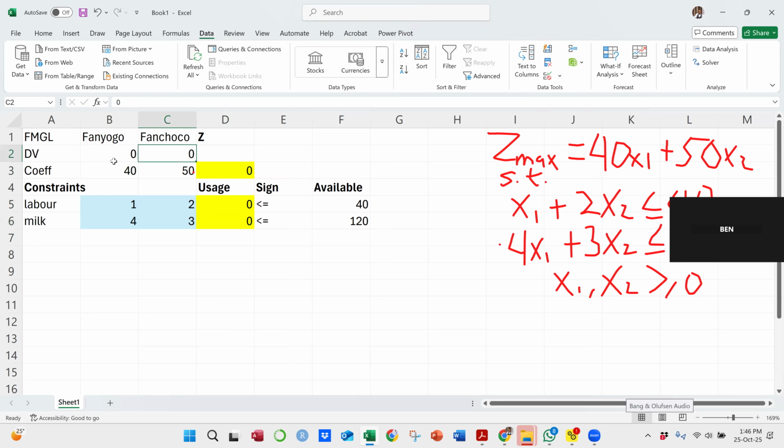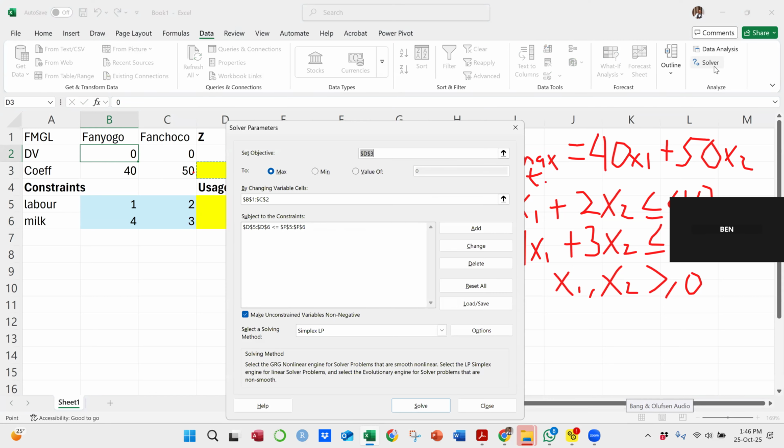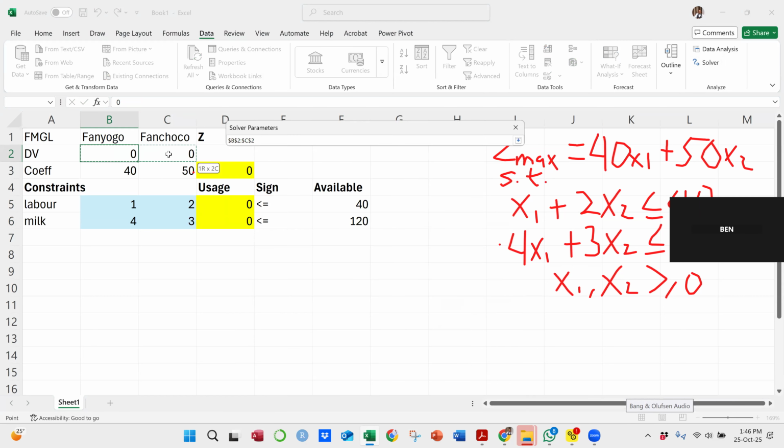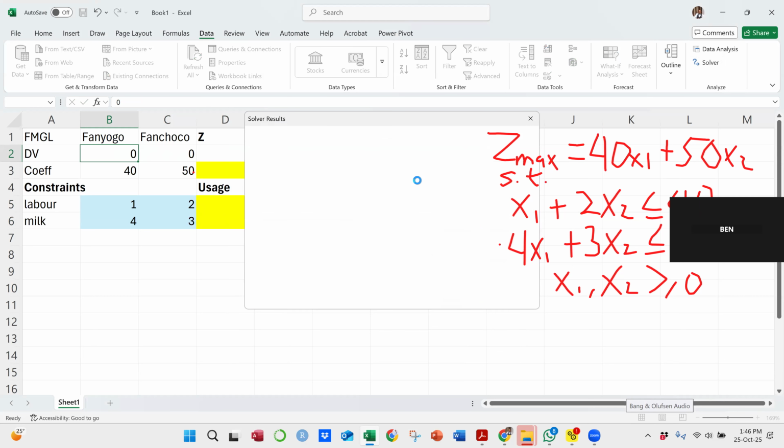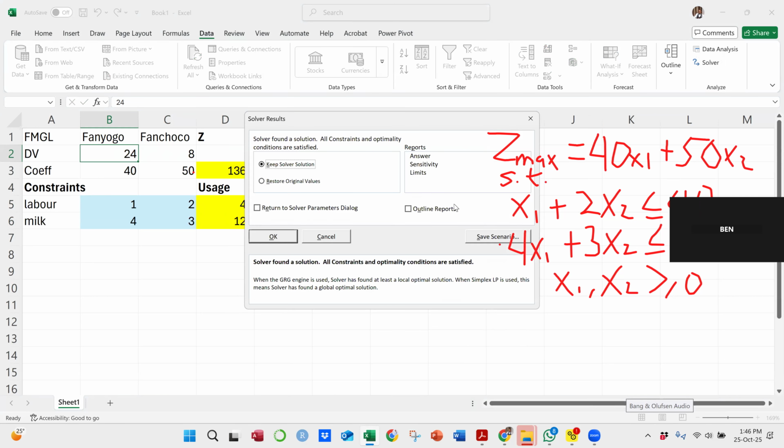Yeah, so I think when you go to your solver, that's where the issue is coming from, the solver side. Then by changing the variable cells, please select just what you selected, the Fun Choco and Fun Yogo, you didn't select yes. I think you can solve for it now. When you actually find mistakes like this, you just have to go through it and ensure that you're on the right track.